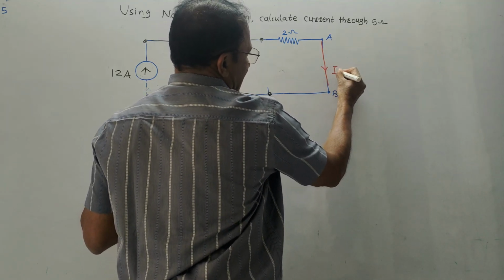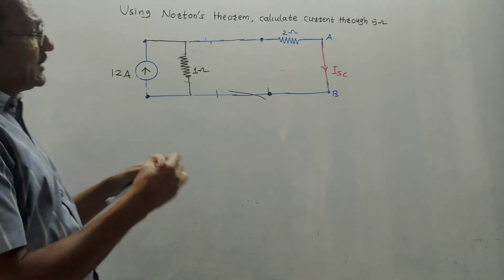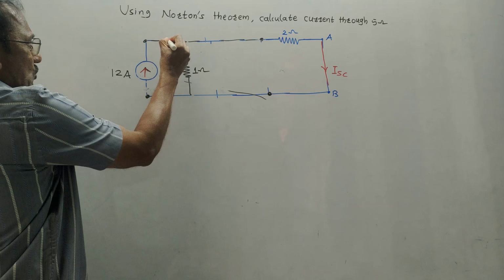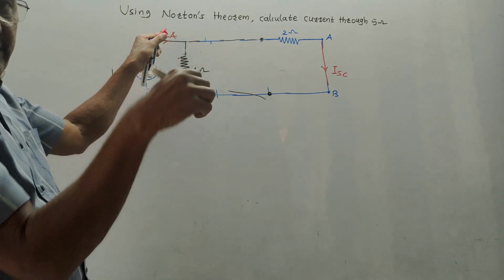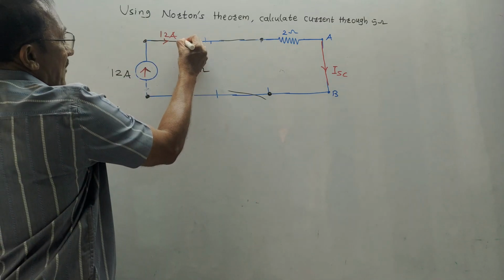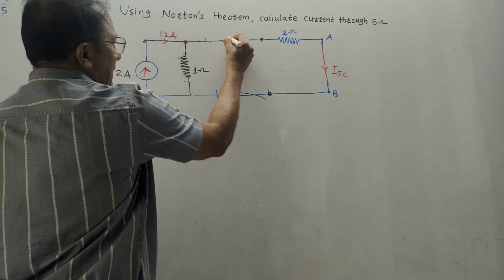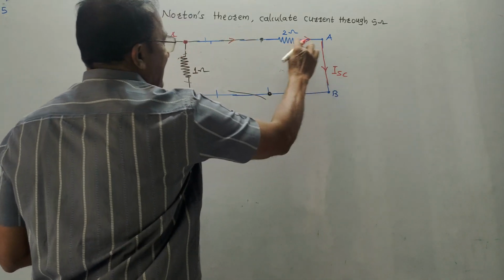Denote this current as ISC, that is short circuit current. Now my aim is to calculate value of ISC. Look at this diagram. This current is 12 ampere. It is already current, no need to convert it into voltage and all that. It is already the value of current. After this point, up to this point, current is 12 amperes. After this point, some current passes through this branch. Through this branch, same current ISC is passing.